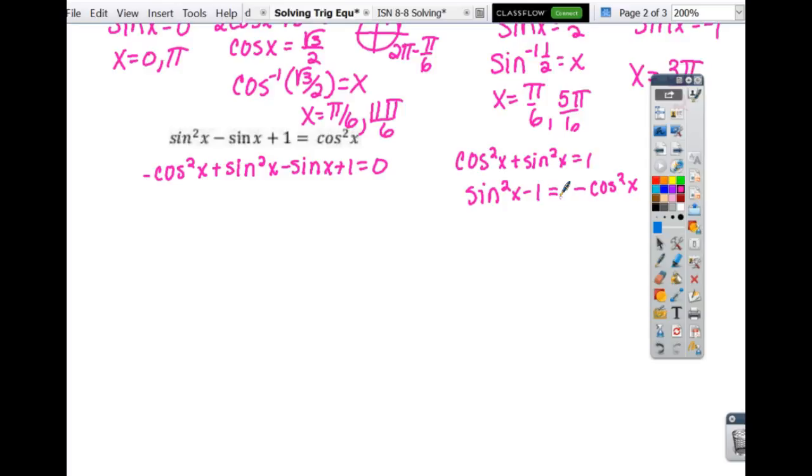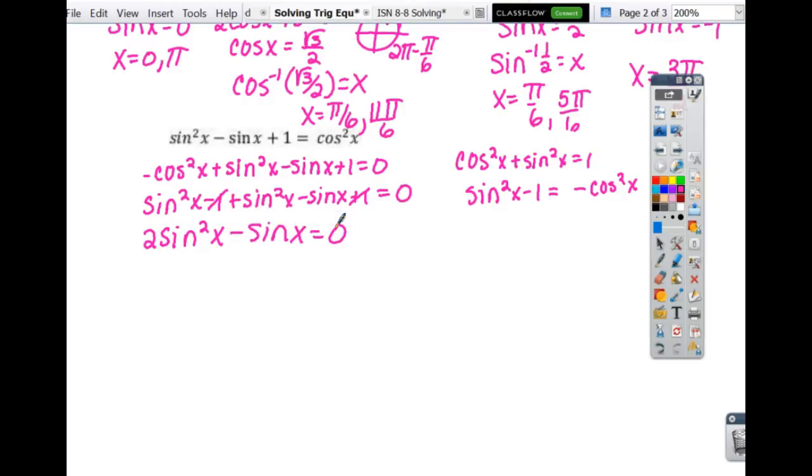So now I can take this and plug it in for my negative cosine squared of x. So you get this big old long mess, right? What's going to cancel out? The 1s. But how many sine squareds do I have? 2. So I have 2 sine squared of x minus sine.